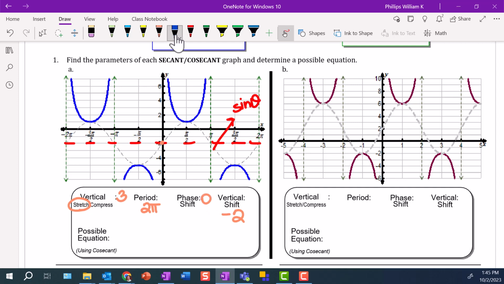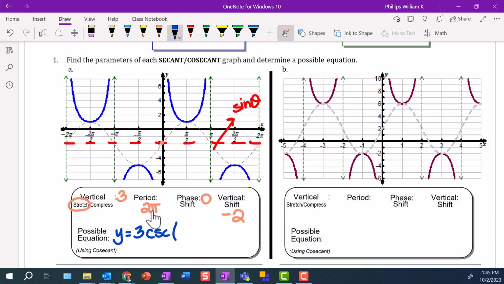So here, for my possible equation, I could say y equals 3. I am using cosecant, so that is CSC. That is so important because if you write sine, you are wrong. We are not trying to graph a sine function. We're writing the equation for a reciprocal function. So we have to use the reciprocal identities here. So 3 cosecant, and then the period is 2 pi.